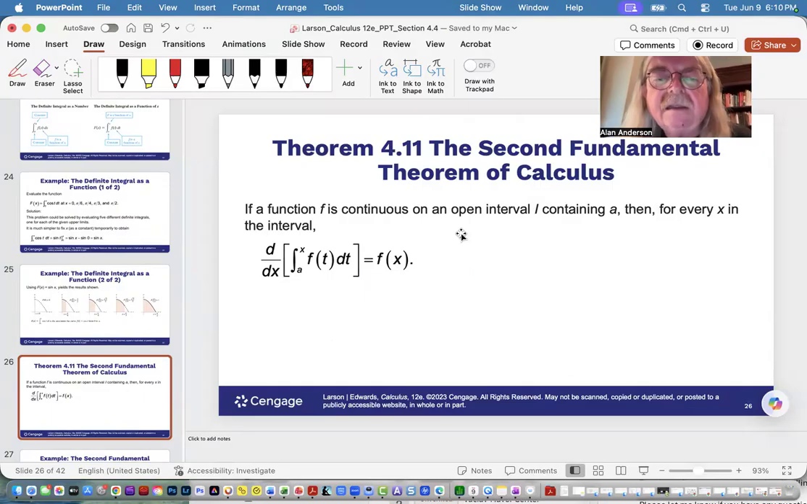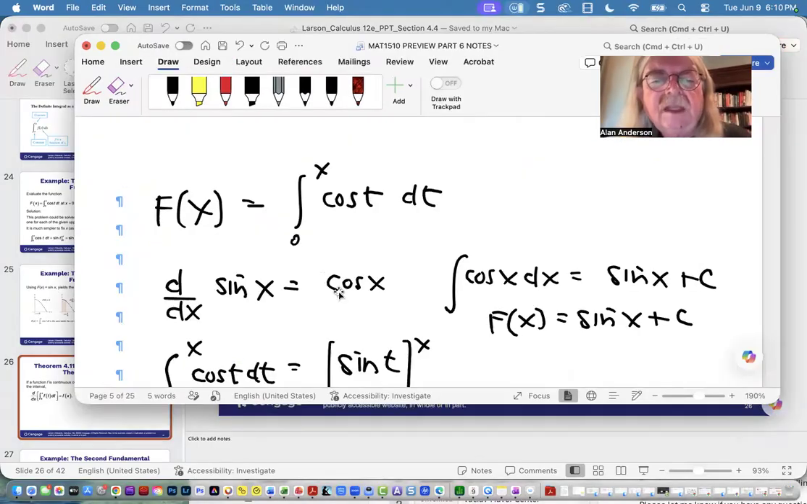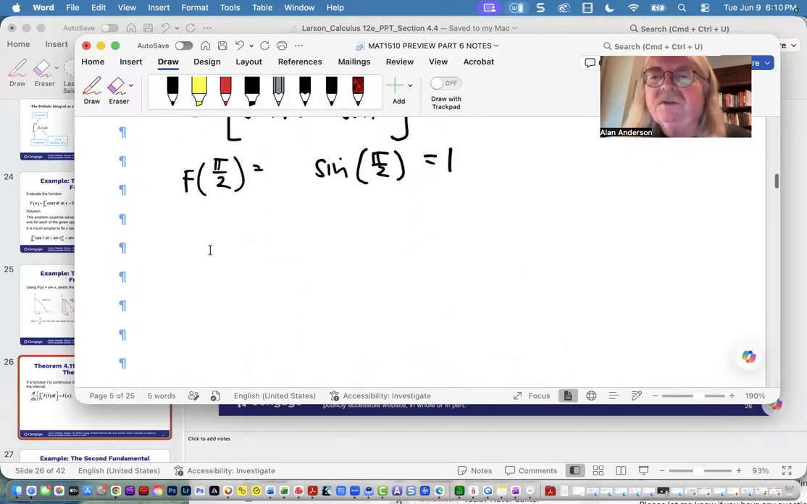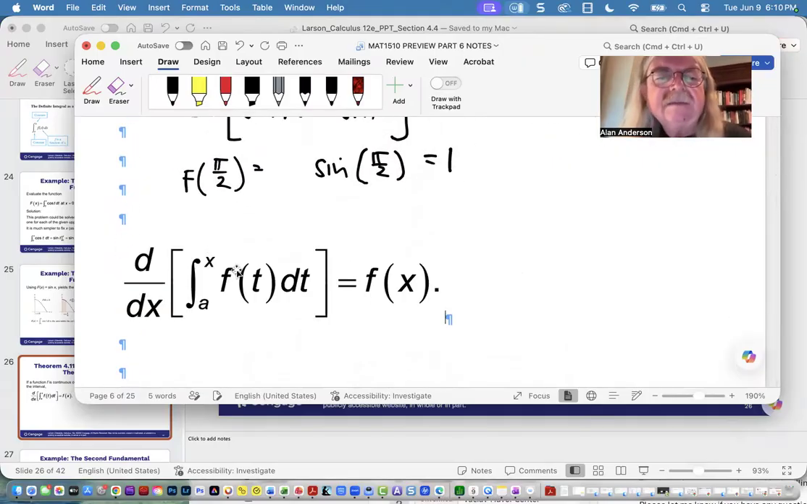Now, if we were to take this and differentiate it, it would just bring us right back to the original function. That's what this is telling us. So in other words, if you apply a derivative to an integral, it just brings you back to the original function. That's really all it's saying.